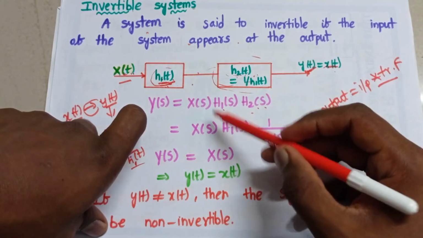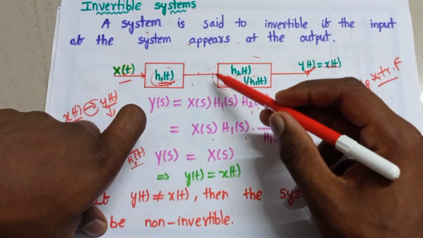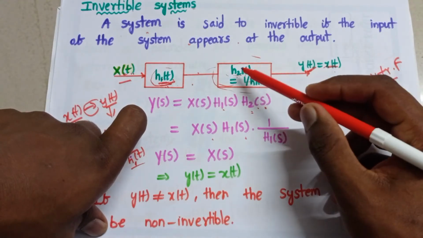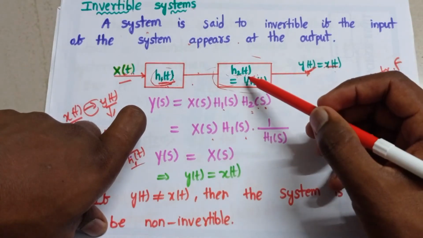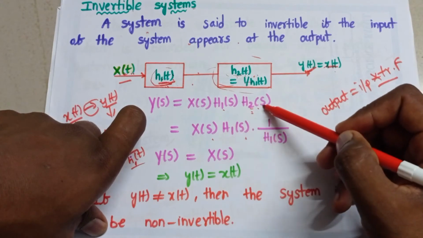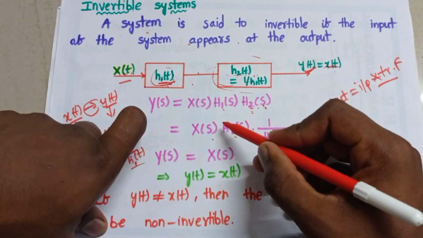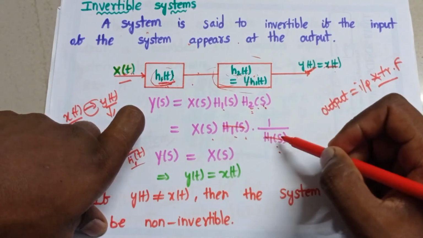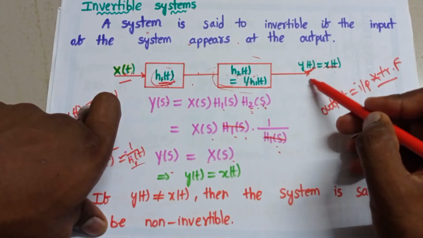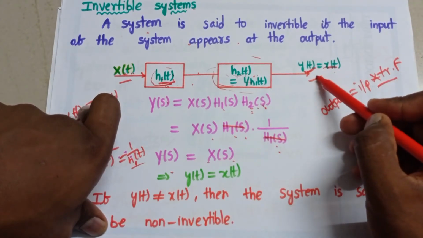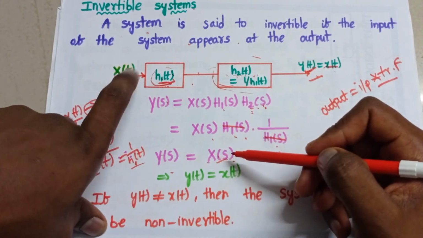Observe x of s h1 of s. We know h2 of s is the transfer function of the inverse system, and it is just the reverse of its previous system. That means h2 of s is nothing but 1 by h1 of s. Here h1 of s and h1 of s get cancelled, and y of s equals x of s. Here y of s is the s domain representation of the output, and x of s is the s domain representation of the input.